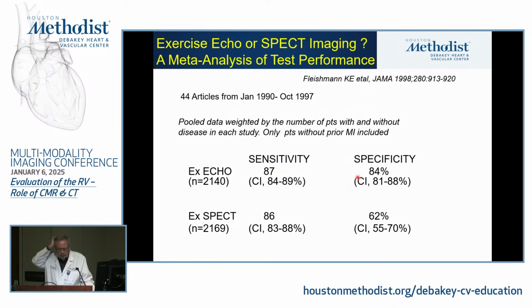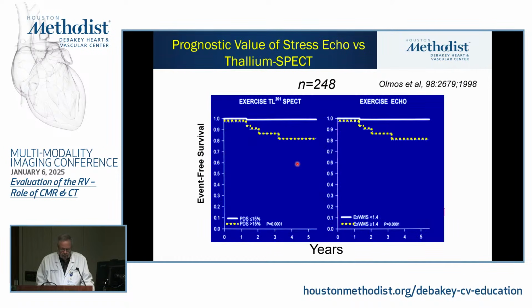Now, years later, in 1998, there was another landmark paper, which was basically a meta-analysis of over 3,000 patients, where they included studies that had compared both techniques, and again, very similar sensitivities and accuracies for both the stress echo and the stress nuclear.